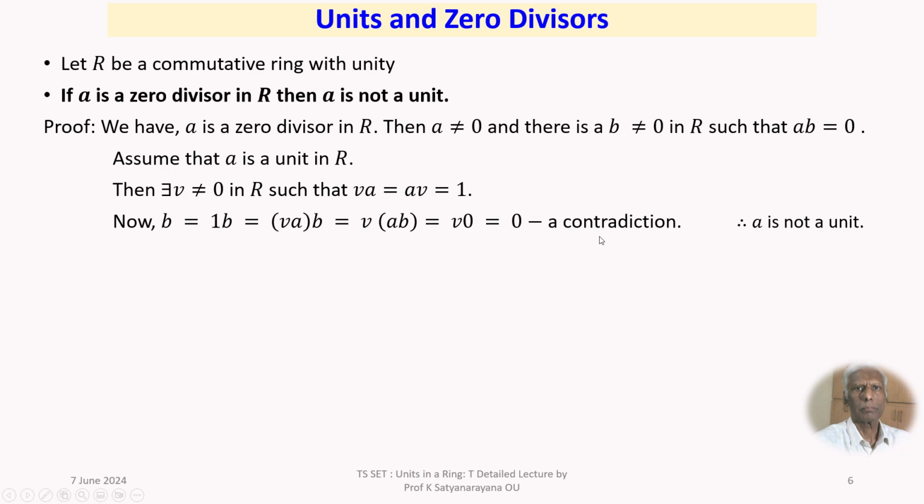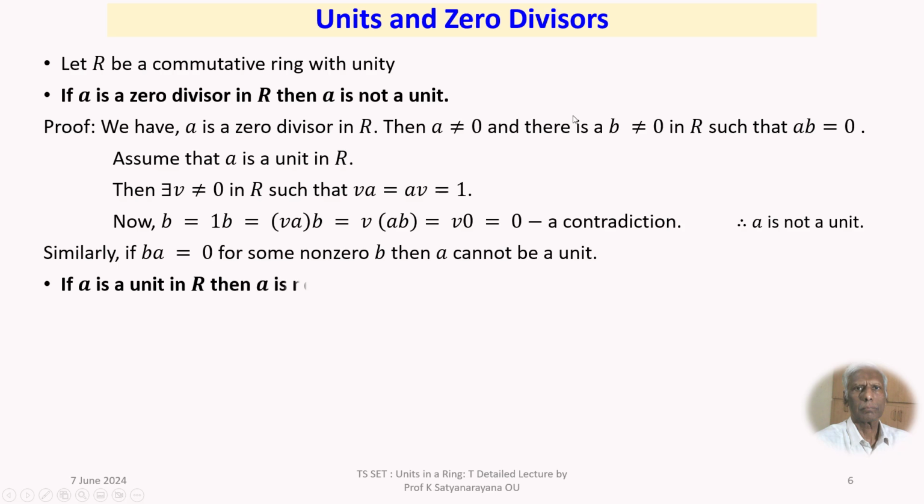This contradiction is due to our false assumption that A is a unit in R. Therefore, A is not a unit. So, if A is a zero divisor in R, then A cannot be a unit. Right. Similarly, suppose for a zero divisor, you have taken AB is equal to 0. Suppose in your argument BA is equal to 0 for some non-zero B, then A cannot be a unit. Similarly, you can also prove.